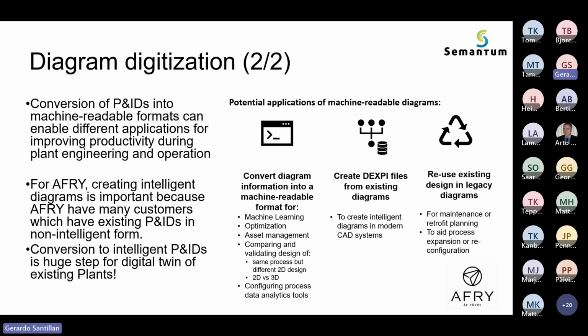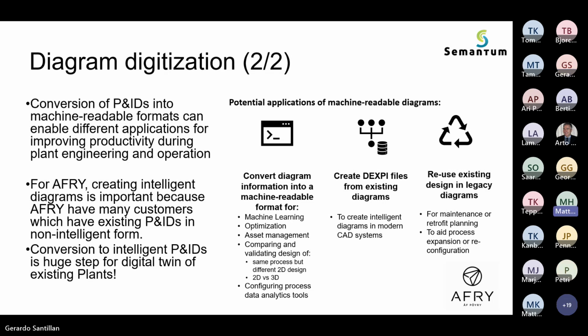And also important to use this information later, for example, during the operation, when sometimes either the process or the automation systems need to be re-engineered. So it is important to have this information in a machine readable format so that it can be reused for these cases. But Matti, would you like to elaborate on why this diagram digitization is important for AFRY?